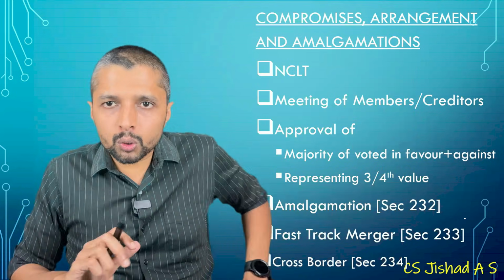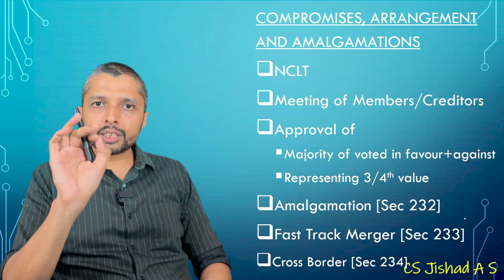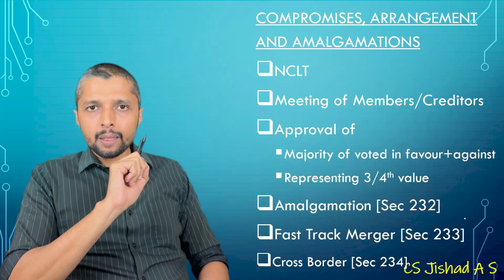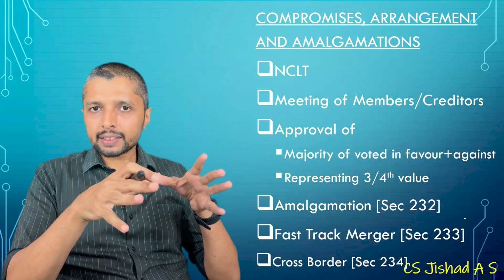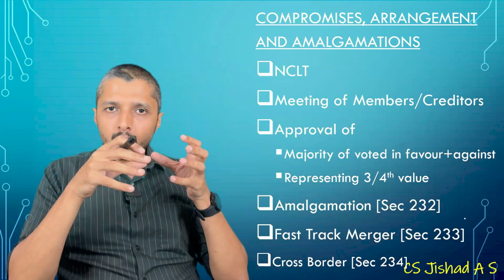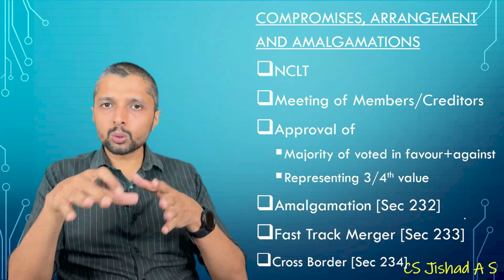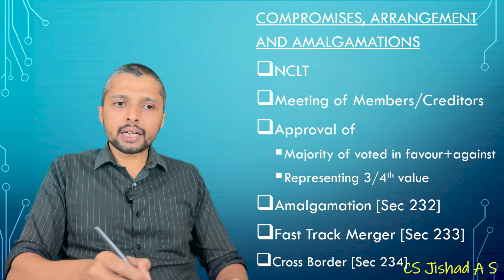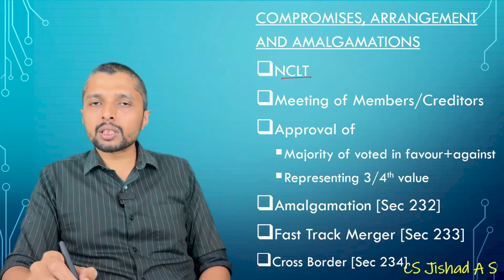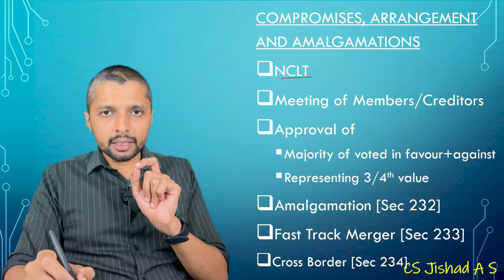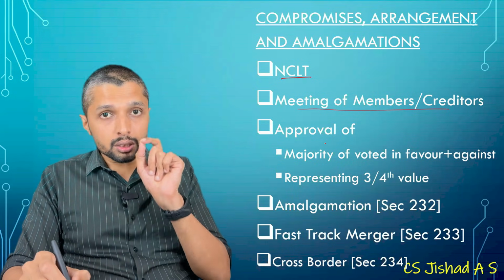Then we'll move to chapter 15 of the Companies Act, which relates to compromises, arrangements and amalgamation. Compromise basically means one party is foregoing something, one party is adjusting something. For compromise, arrangement and amalgamation, explained in chapter 15, sections 230 to 240, you will require the approval of NCLT. So you will have to apply to NCLT. Once you have given notice to NCLT, they will ask the company to hold a meeting of members or creditors. In that meeting, please note, this is very important.